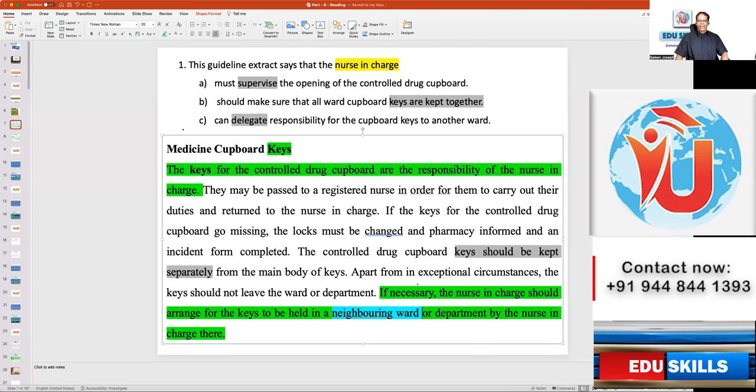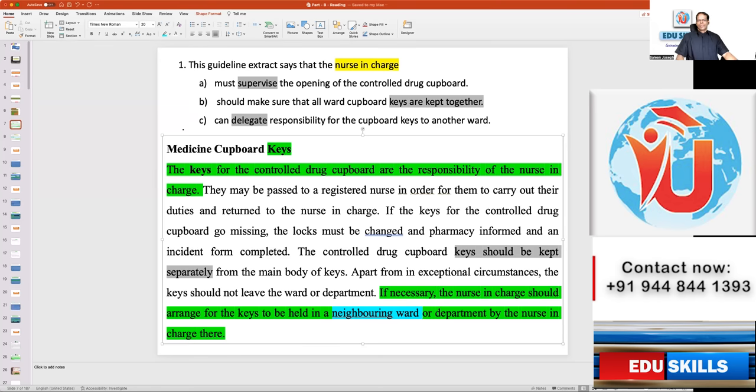Delegate means handover. I delegate you to post a notice in the main platform. It means giving power, giving charge, handing over. Delegate your responsibility to someone else in the platform if you are not able to. So that is clear. Now here you have the whole thing at the end of the paragraph.